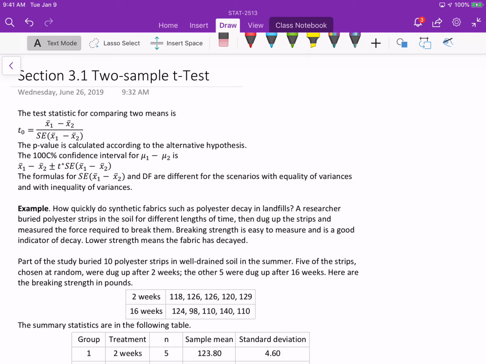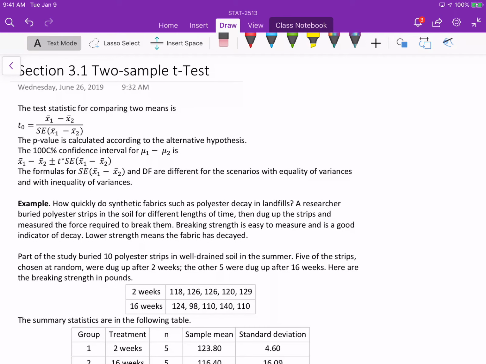I will use this example to explain the two-sample t-test. The statistic for comparing two means will be something like this one. The numerator is the difference of sample means for two different samples, and the denominator is the standard error of the difference of means. The exact formula to get the standard error depends on whether the variances are equal or not, and we will explain them in more detail later.